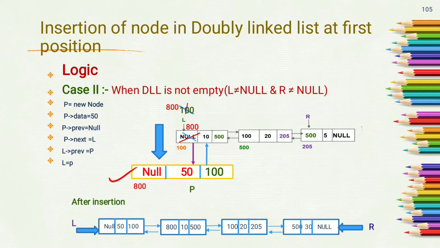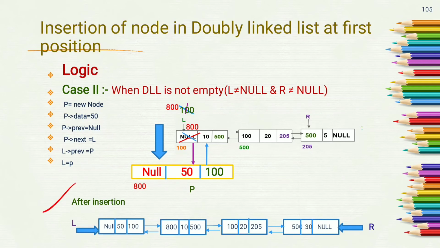Now this node is the first node of the doubly linked list, so we have to make this L pointer point to this node. So we have to write L equals to P. Initially L equals 100 because this is the first node of the doubly linked list, but when we insert, P node will become the first node of this doubly linked list. So we have to change the value of L to 800. So I had written L equals to P.